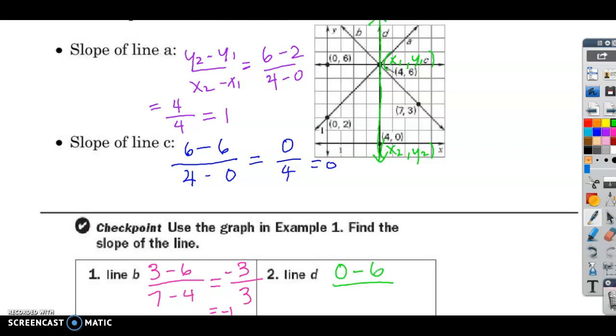Those should be the same numbers. 4 minus 4. Now look what happens. It doesn't even matter what's in the numerator because it's going to be over 0. That's an undefined slope.